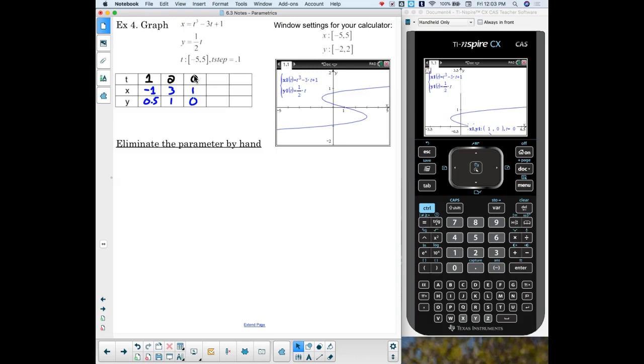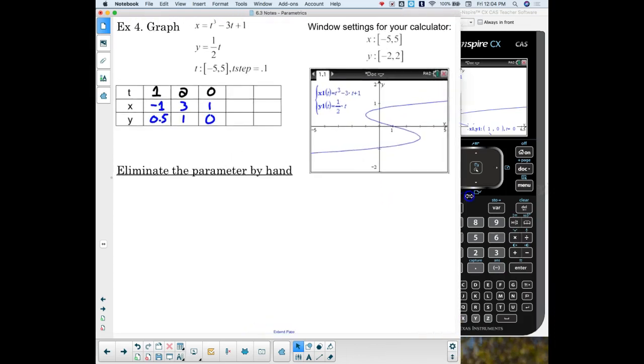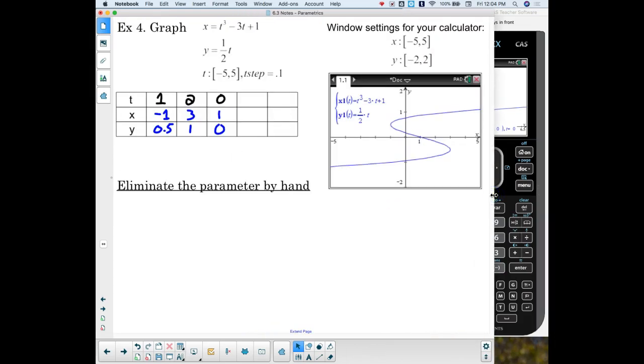Okay? So if I wanted to go by a half, or if I wanted to go by a tenth, I could trace by whatever I want there. So now let's eliminate the parameter here by hand. I can move this over a little bit for right now and make that a little bit bigger for us.